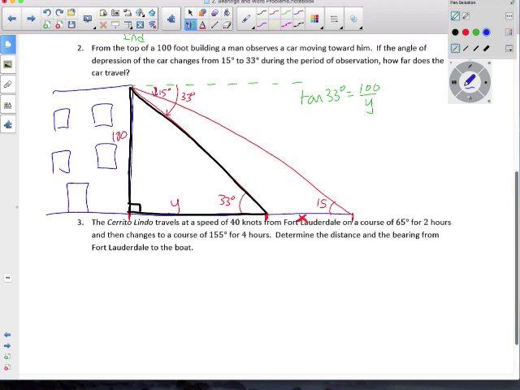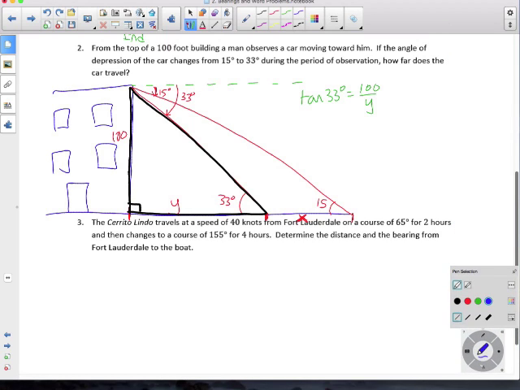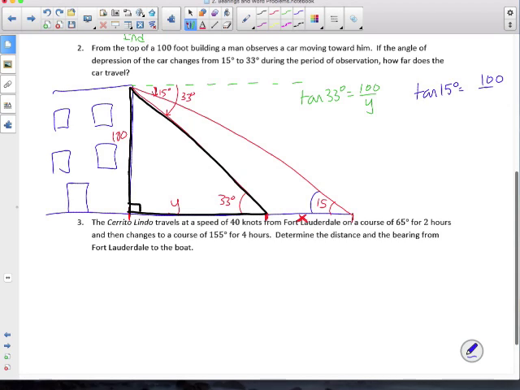I can do something very similar with this larger triangle that uses 15. Okay, so if I'm using 15, 100 is still the opposite side, but now this adjacent side is actually y plus x. So when I write this one, it's going to be tangent of 15 degrees equals 100 over x plus y. So I'm ultimately trying to solve for, sorry, solve for what x is.